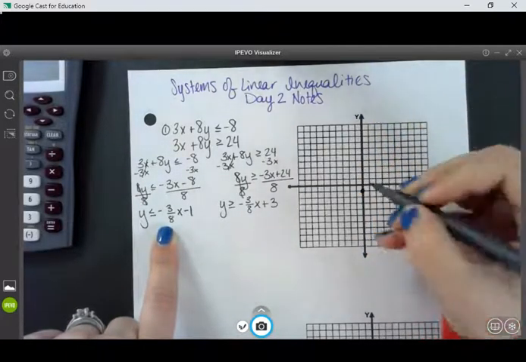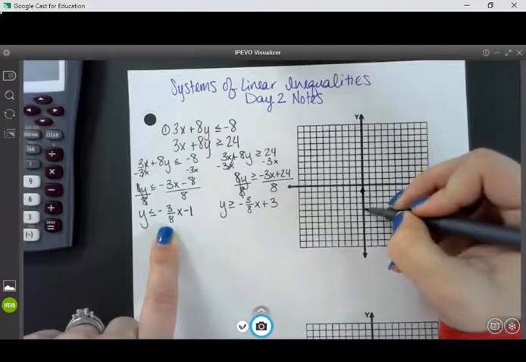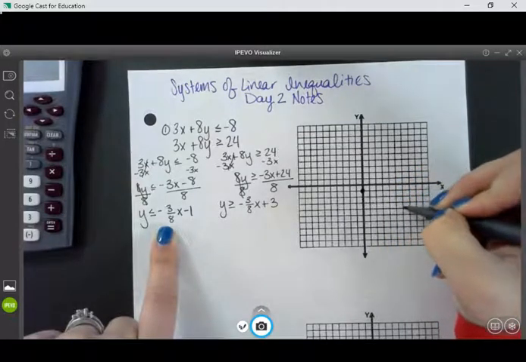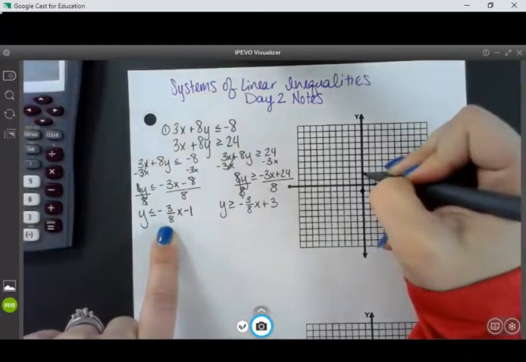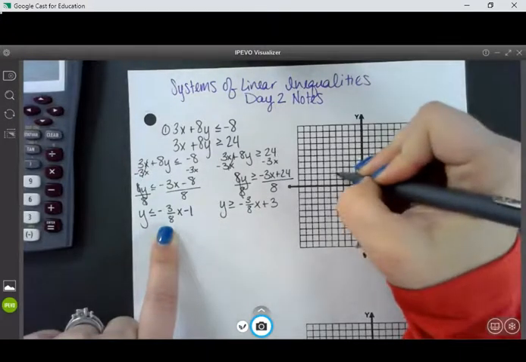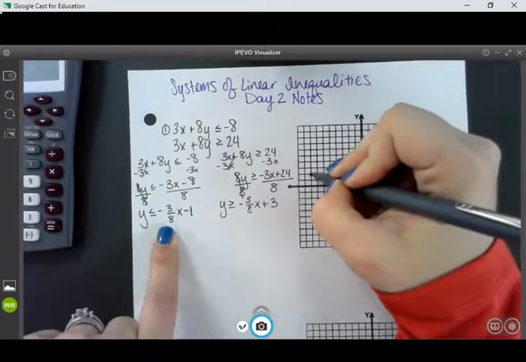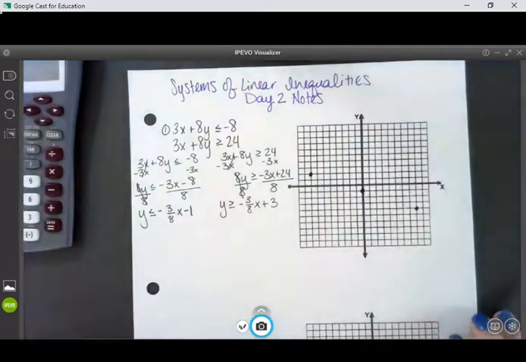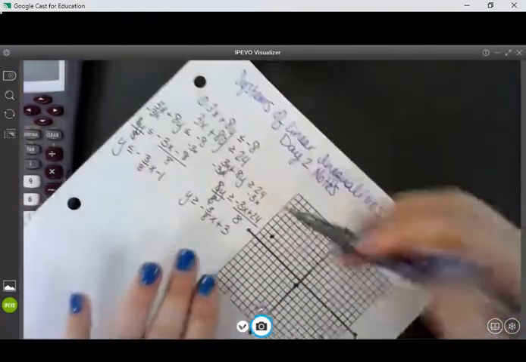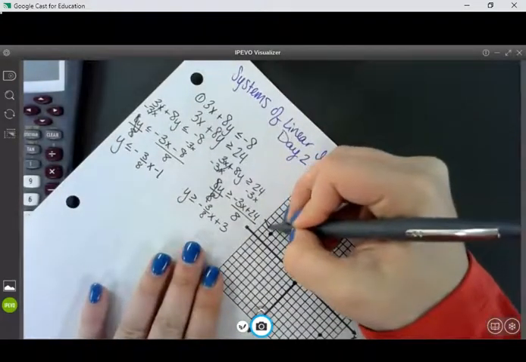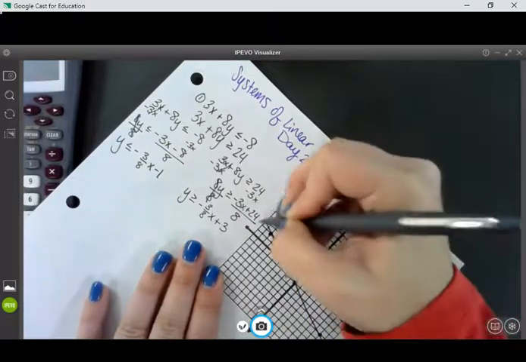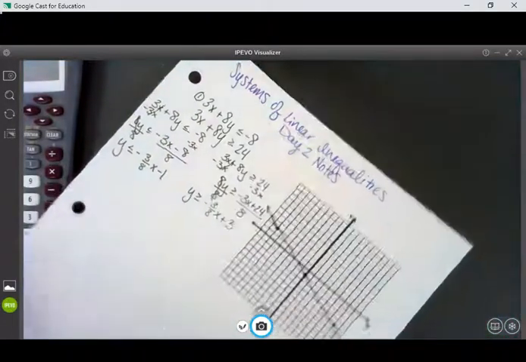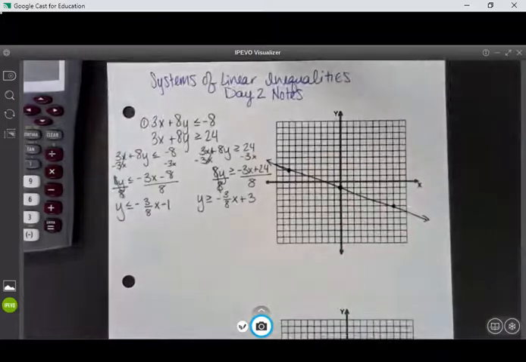So I am going to graph this first one on the left, so I'm at negative 1. It's got a negative slope, so I'm going to go down 3, and right 8, up 3, and left 8. Okay, it is an equal to sign, so I'm going to connect with a solid line. Make sure you extend the entire length of the graph.